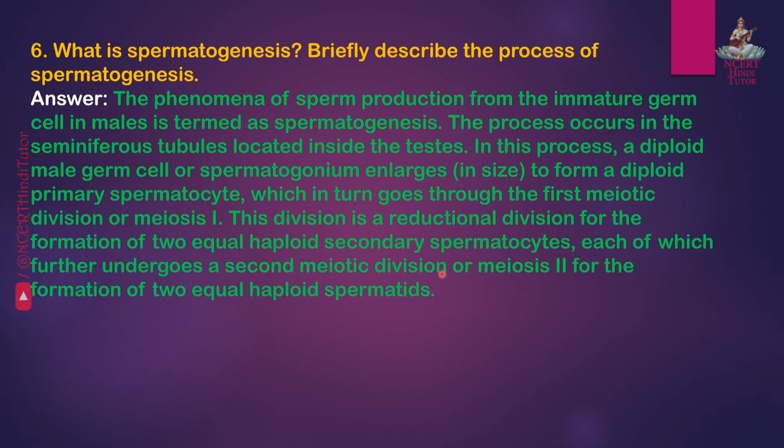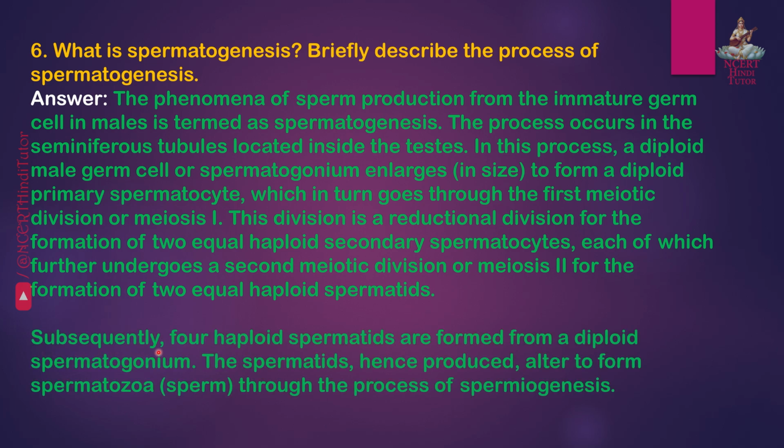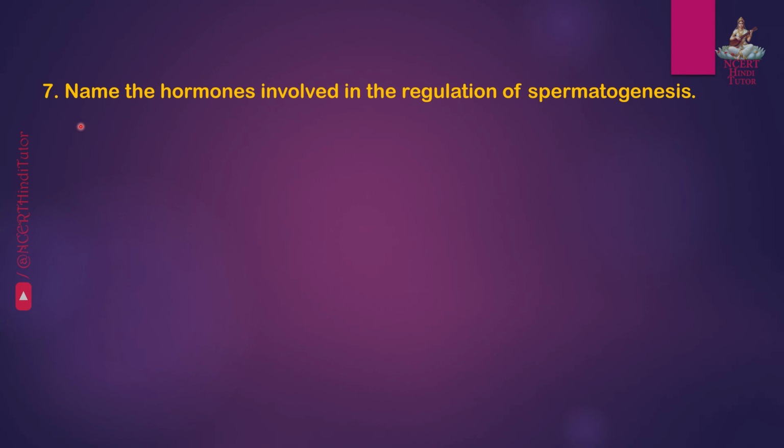This division is a reductional division for the formation of two equal haploid secondary spermatocytes, each of which further undergoes a second meiotic division or meiosis II for the formation of two equal haploid spermatids. Subsequently, four haploid spermatids are formed from a diploid spermatogonium. The spermatids hence produced are altered to form spermatozoa, that is sperm, through the process of spermiogenesis.